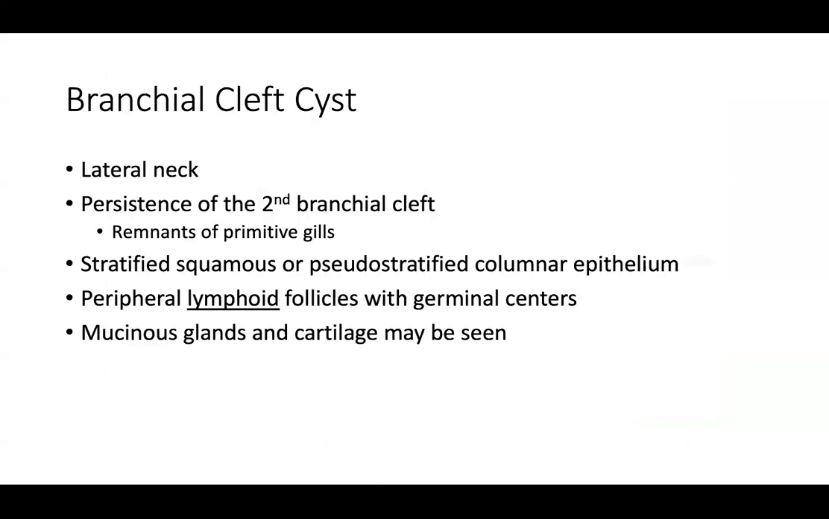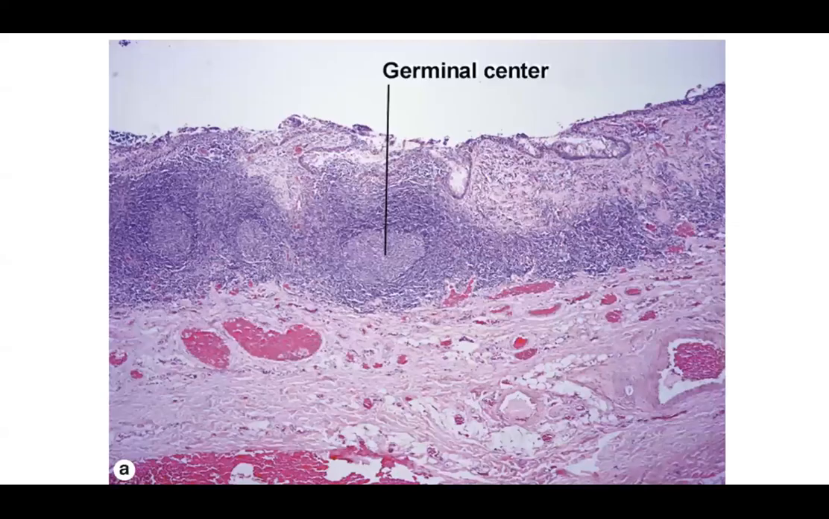Branchial cleft cysts often occur on the lateral neck. It's a persistence of the second branchial cleft or remnants of primitive gills. Stratified squamous or pseudostratified columnar epithelium are typically lining these cysts, and the key is peripheral lymphoid follicles with a germinal center. So remember this underlying word of lymphoid follicles. That's important in making a diagnosis of a branchial cleft cyst. You may see mucinous glands and cartilage as well.